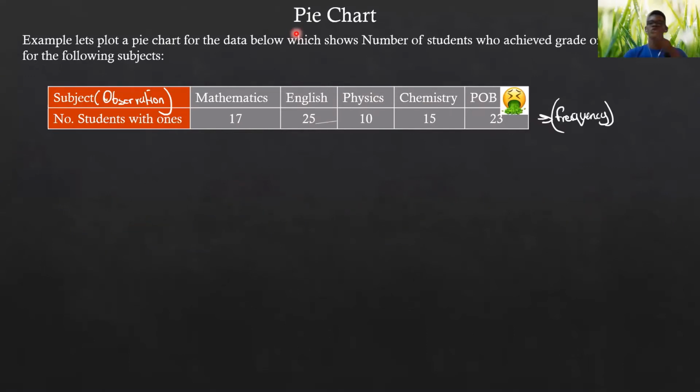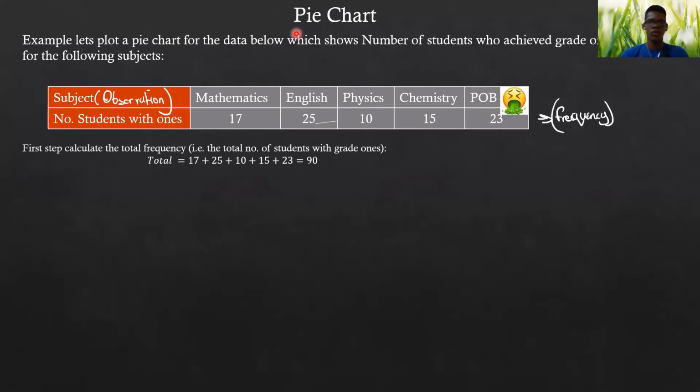Good. So how would you go ahead determining the slice of each pie? You would use this formula. Now the first step would be to calculate the total frequency. I don't want to confuse you guys, so let's just calculate the total frequency, and that in this case is the total number of students with grade 1s.